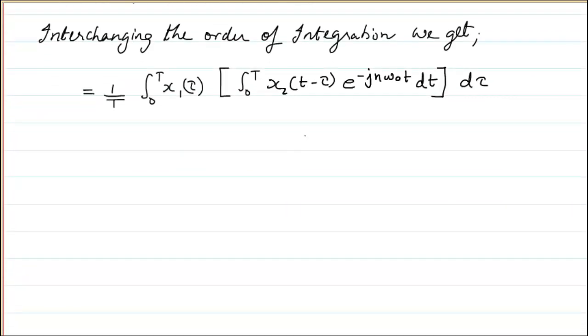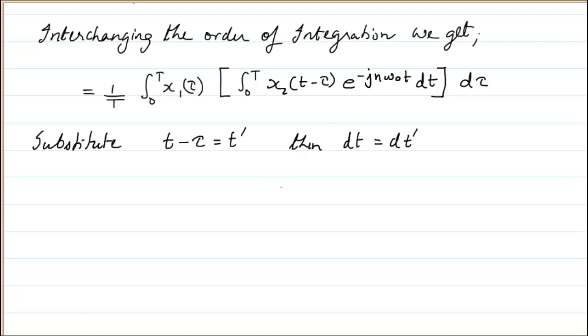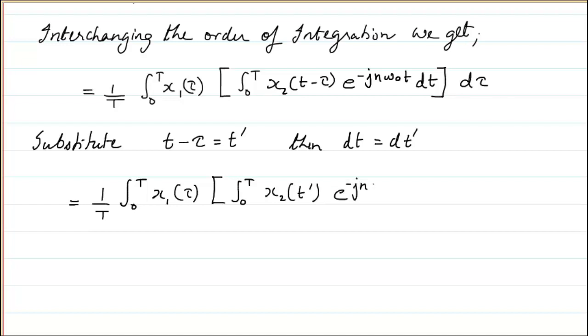Next, we substitute, instead of t minus tau, another variable, that is t dash. Then the dt will become dt dash if we differentiate this equation, correct? So then in that case I will get the equation as 1 by T integral 0 to capital T x1 of tau, and then within brackets the limit from 0 to T x2 of t dash, and then the e raised to power jn omega naught.